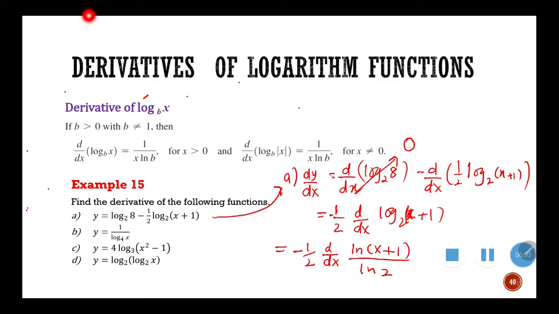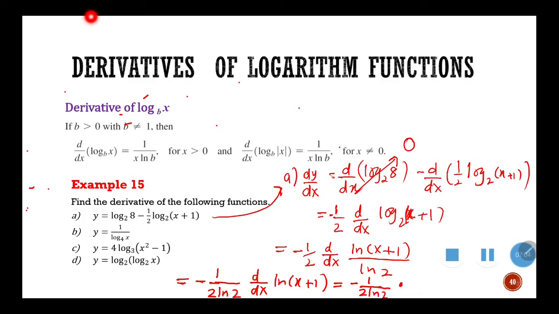So now we have ln 2. Ln 2 is a constant. Press the calculator and it will give the value, so you don't have to trouble yourself again. What you can do is bring out ln 2. So what you have here is negative half over ln 2, because ln 2 is a constant, and you just need to differentiate ln (x plus 1). This one is easy, because in the previous example 14 we had this kind of example.